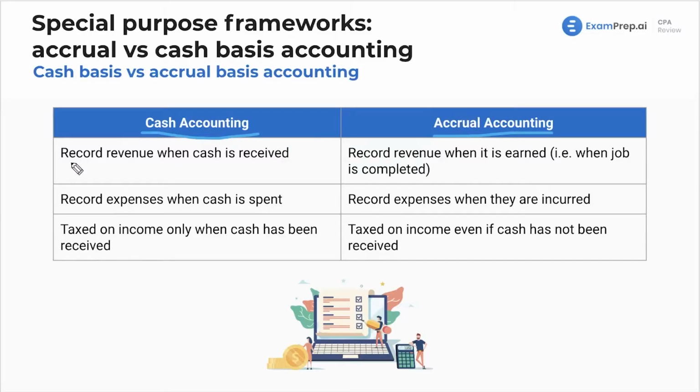So cash revenue is recorded when cash is received on a cash basis. Under accrual, you'll hear me say this a million times: record revenue when it's earned. Revenue is recognized when it's earned, when the job is completed, when you fulfilled your end of the bargain.